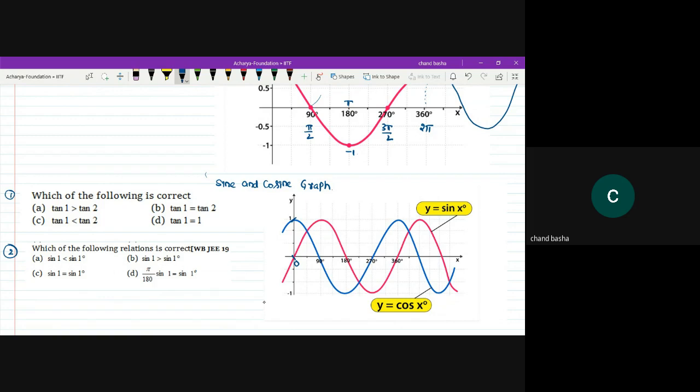Which one is greater, sine or cos? That we can understand. Hope so. The second question, sir, from the graph, the answer is B.